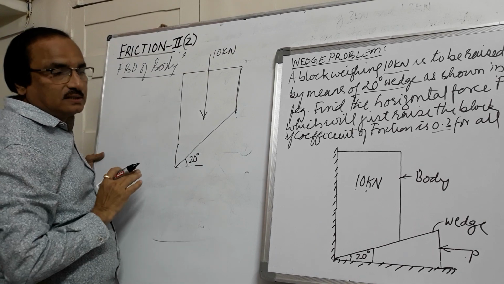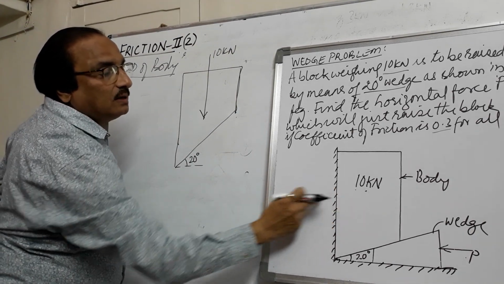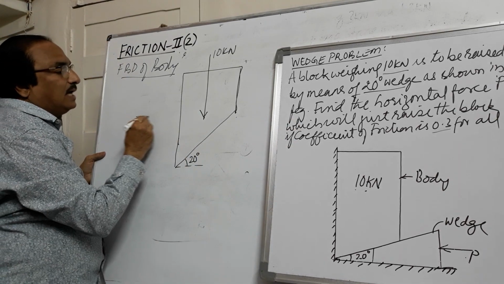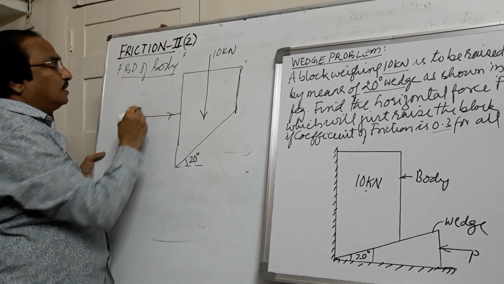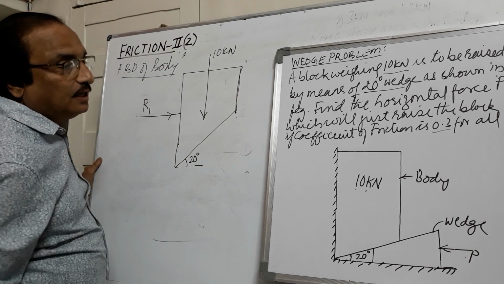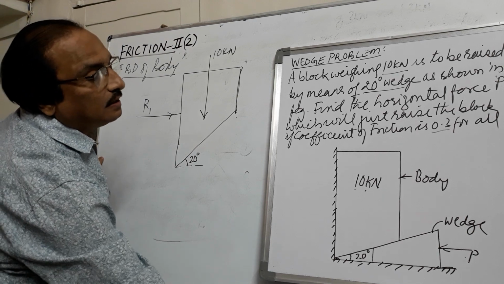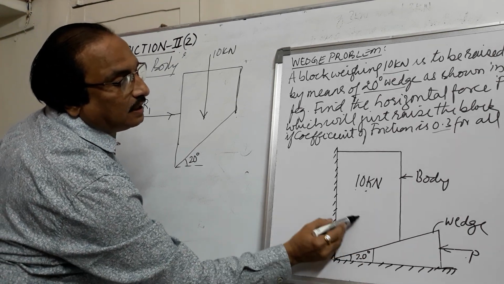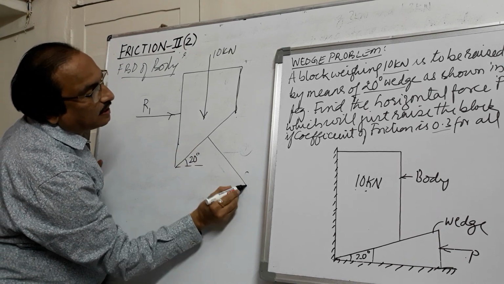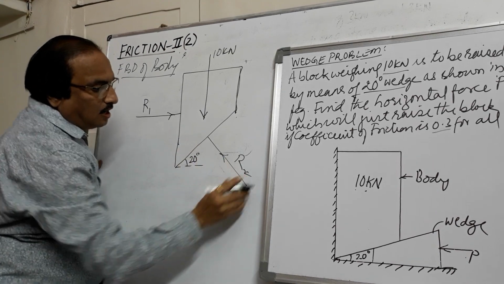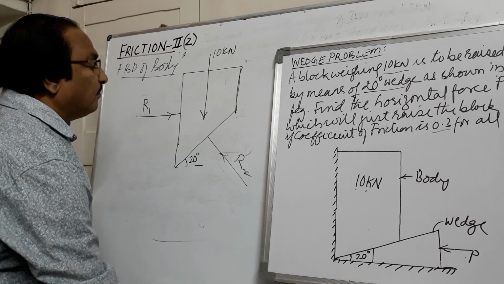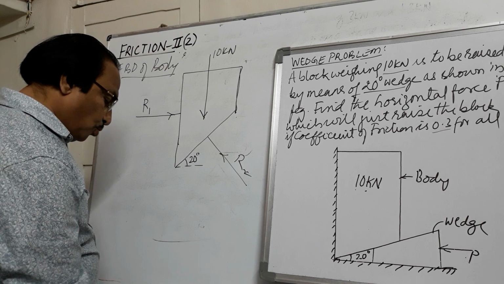This is the only force that is seen. Now there is contact between the body and the wall. So wall is vertical, so the reaction will be horizontal. Suppose if I call this as R1. Now similarly, if you see to the wedge here, there is a plane of contact, so the reaction will be acting perpendicular to the plane. Let us call this as R2. So R1 and R2 are the reactions which are acting at the 2 points of contact.